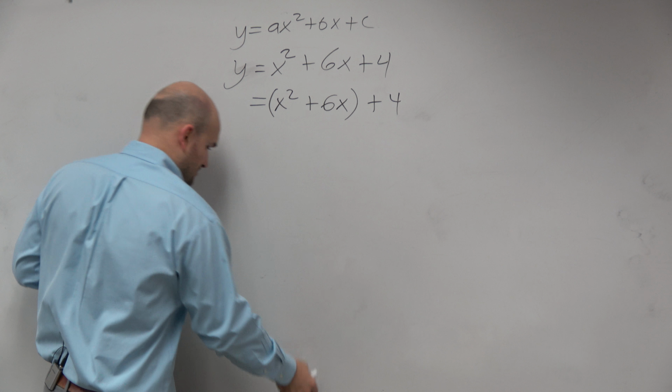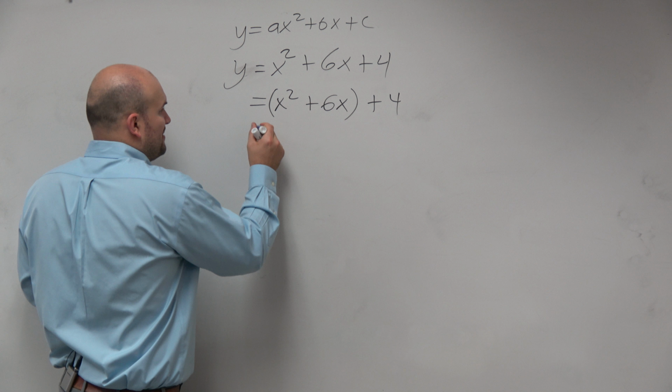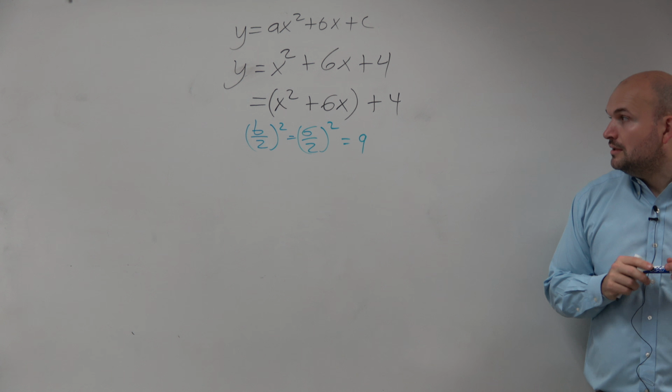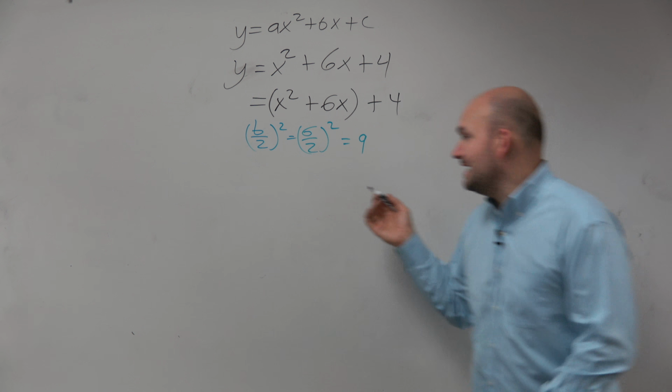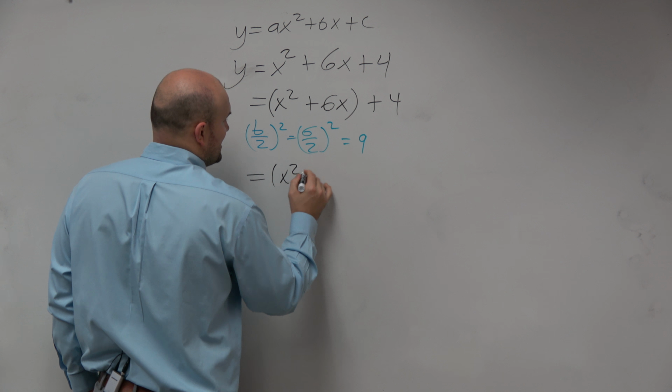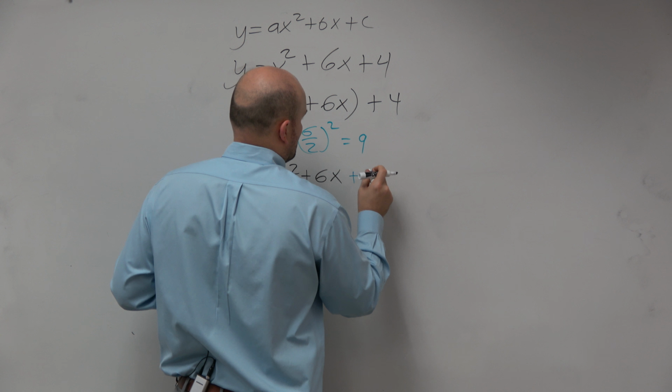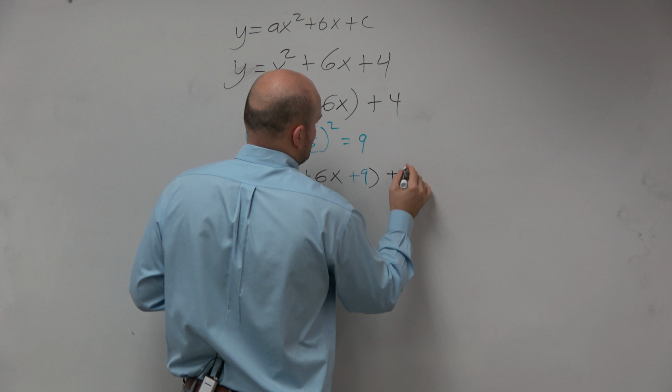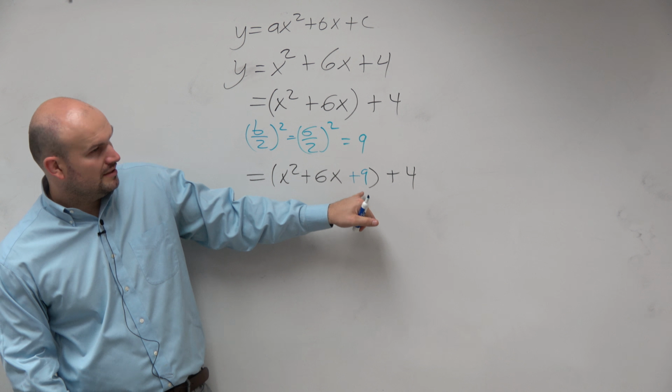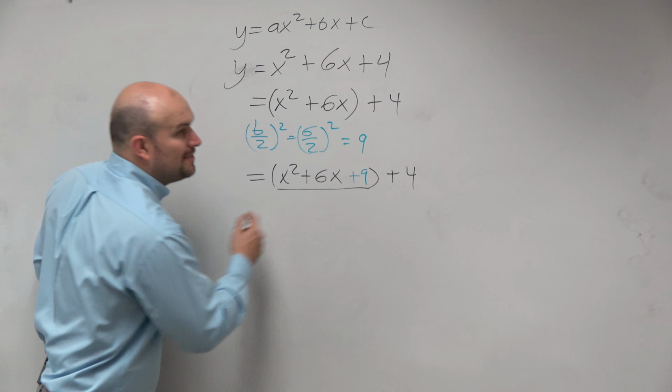So what I'm going to do is take b, which is my coefficient of my x, divide it by 2, and square it. 6 divided by 2 squared equals 9. OK? And I'm going to take that 9, and I'm going to enter it inside the parenthesis. Now, when I take that 9 and enter it inside the parenthesis, what I have done is created a perfect square trinomial.